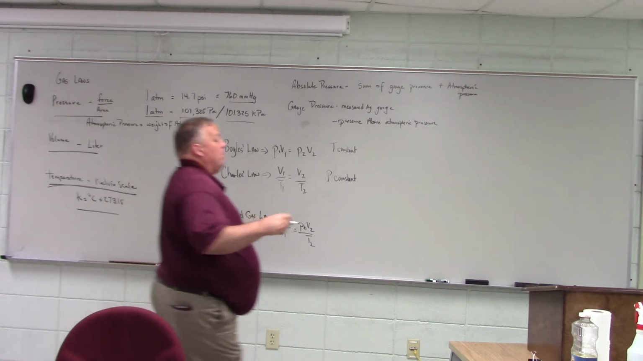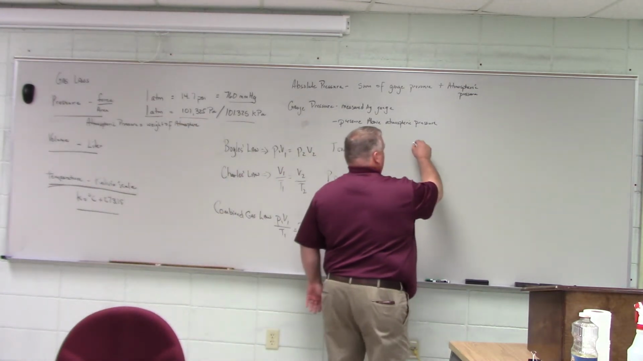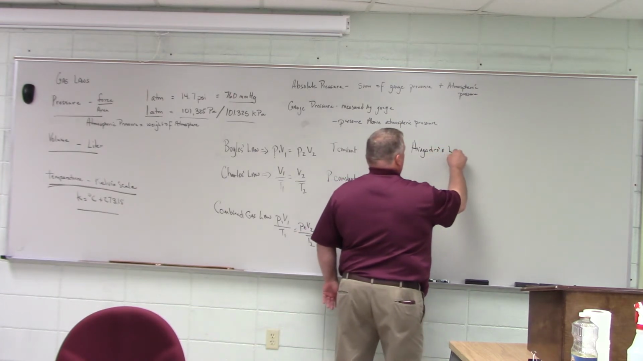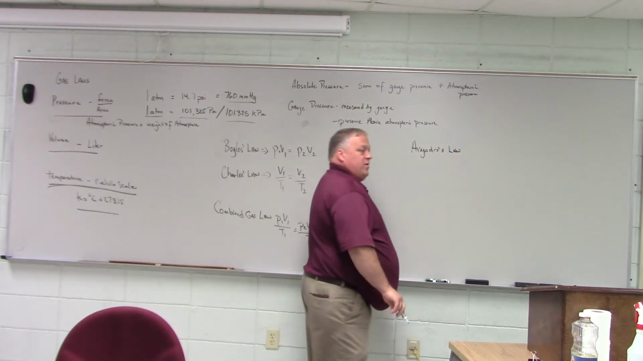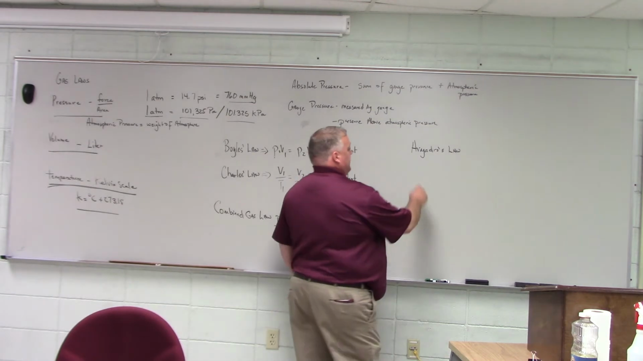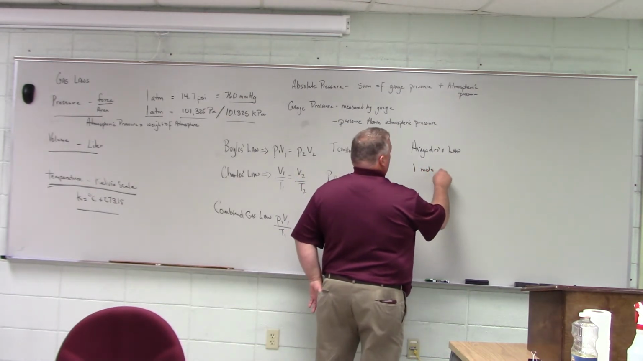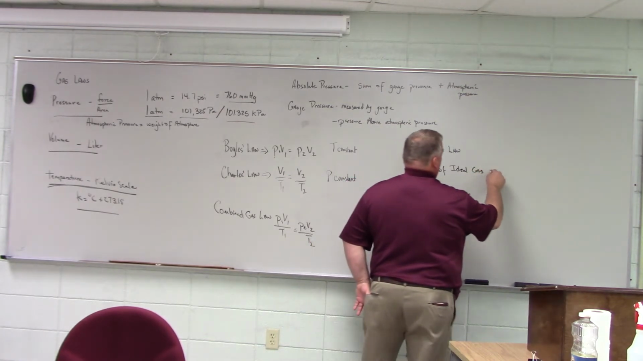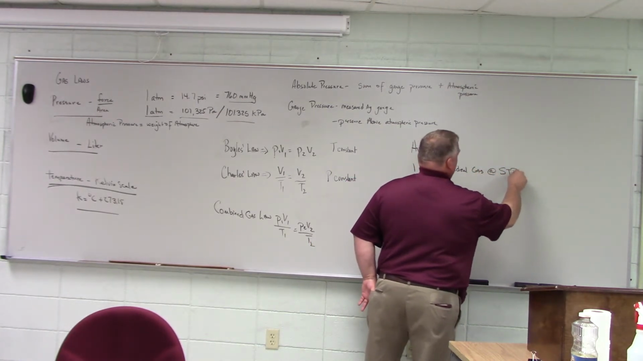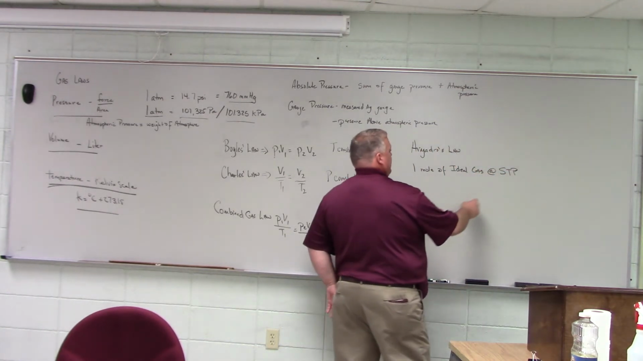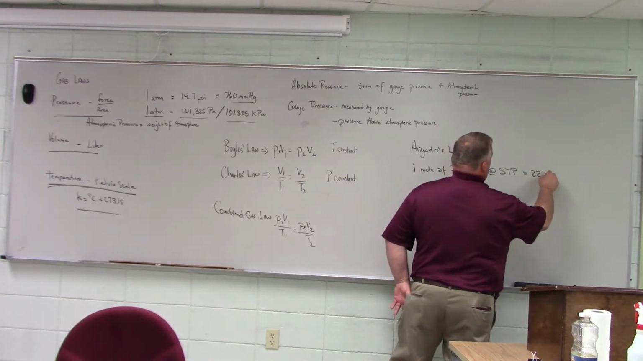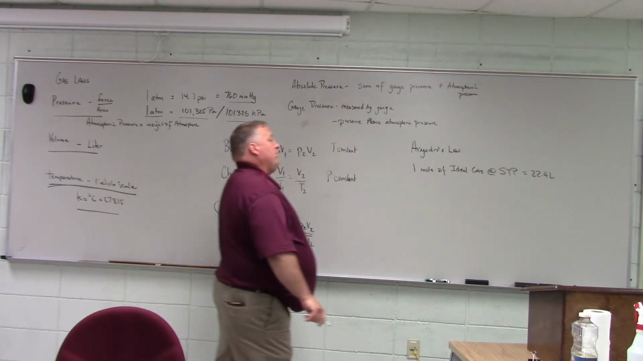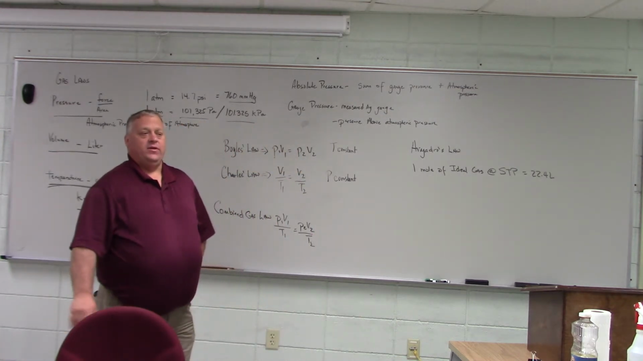Okay, we got 2 more. One is called Avogadro's law. And Avogadro's law is really nothing more than a statement. It states that 1 mole of an ideal gas at STP, which is standard temperature and pressure, is equal to 22.4 liters. 1 mole of an ideal gas at STP is 22.4 liters.